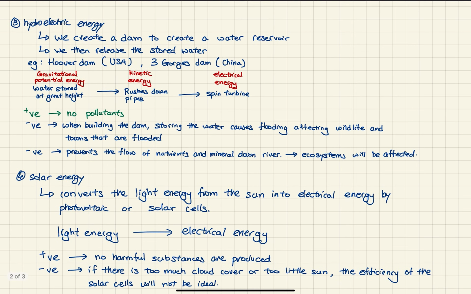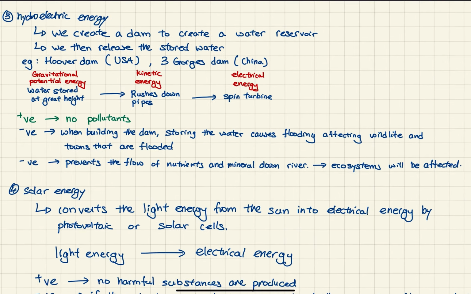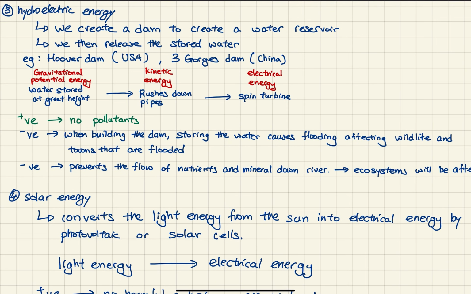Okay, hydroelectric energy, this is for example your dams and everything. What we do is create a dam to store a water body behind the dam. Then when the water level is high enough, we release it to convert it into electrical energy. There are some famous dams in the world, for example the Hoover Dam in the US and the Three Gorges Dam in China. They produce electricity on a very mega scale.